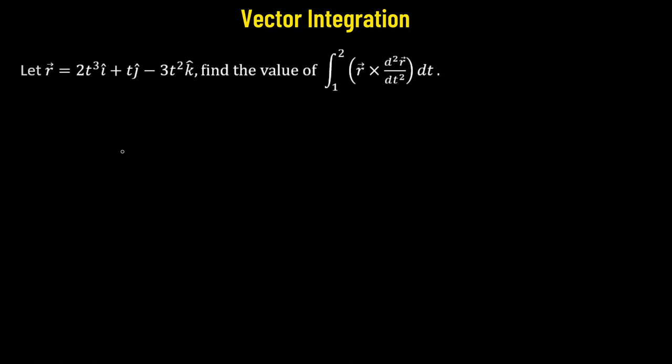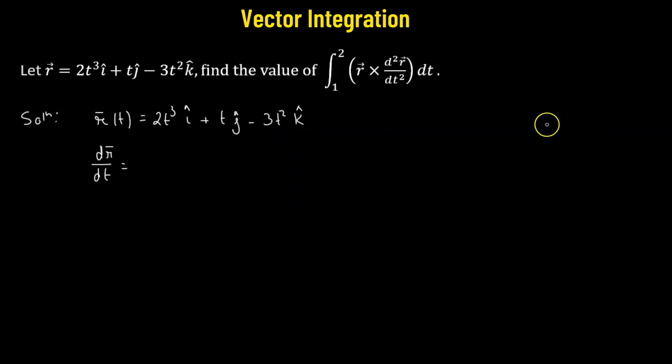So let's begin. But first, we'll consider our vector valued function. Here we are provided with 2t cubed i cap plus t j cap minus 3t squared k cap. Taking its first derivative with respect to t gives dr over dt, which is simply taking the derivative with respect to t of each of the components. So i cap, j cap and k cap are constant vectors, so the derivative of i cap with respect to t is 0, and this is true for the other two vectors, j cap and k cap, as well.